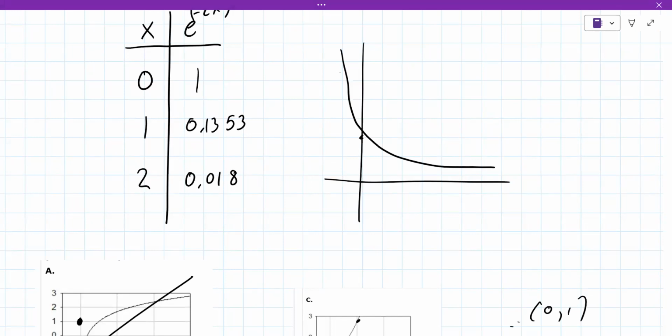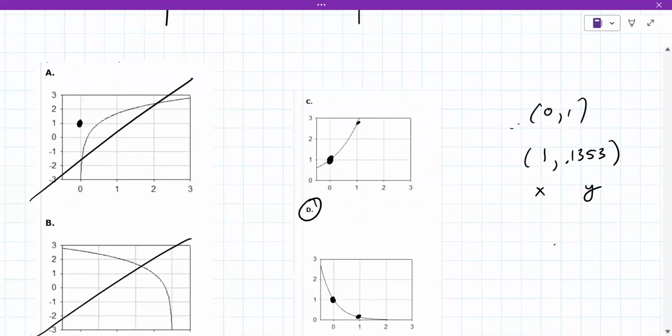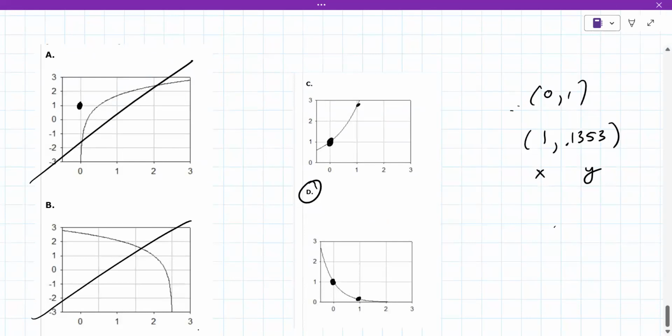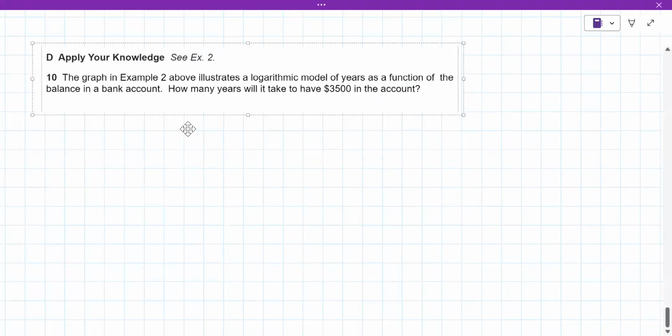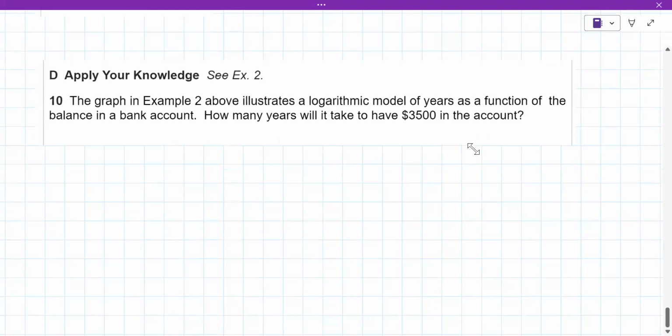Graphs really don't like us, man. You're in luck. It looks like it is graph D. All right, here we go. I know my graphs. I know my graphs. Last problem here. All right, so here we go. Gonna snip this one in. All right.